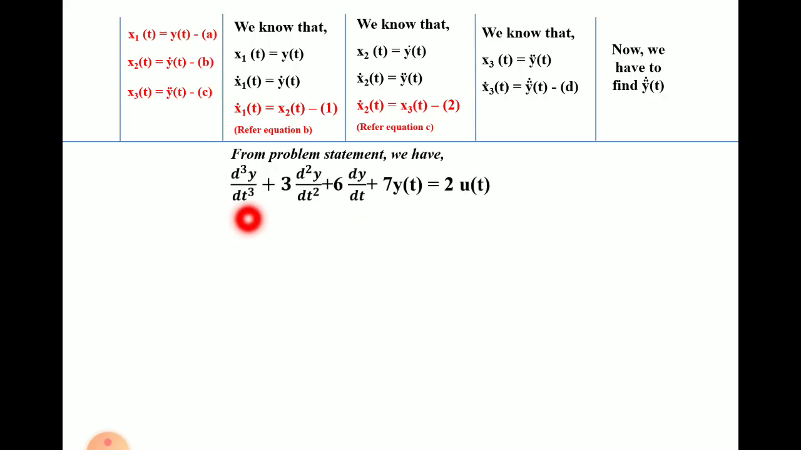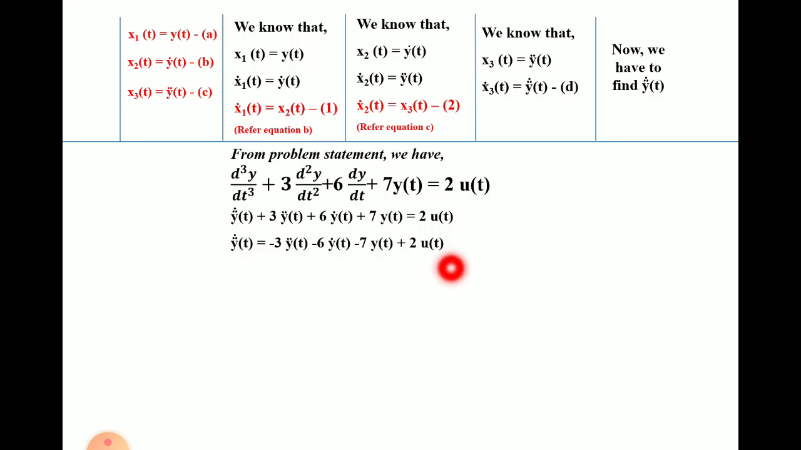The problem statement given to us was d cube y by dt cube plus 3 into d square y by dt square plus 6 into dy by dt plus 7 into y of t is equal to 2 into u of t. So representing this as y triple dot of t plus 3 into y double dot of t plus 6 into y dot of t plus 7 into y of t is equal to 2 into u of t. Now we need y triple dot of t, right? So rearrange the expression, you will get an expression like this.